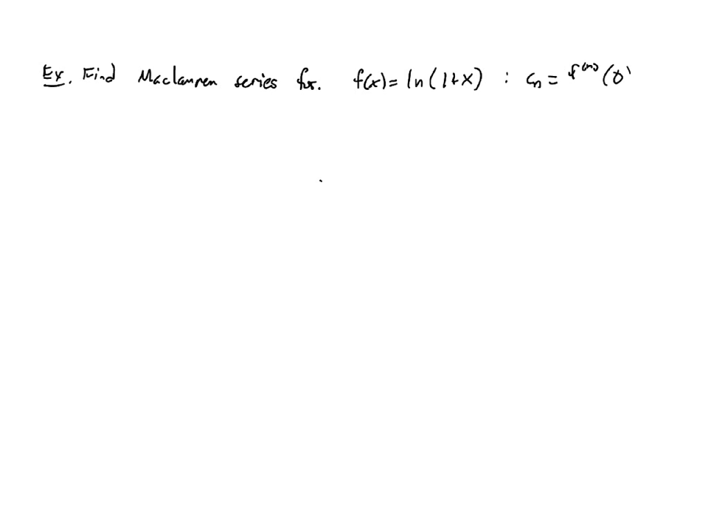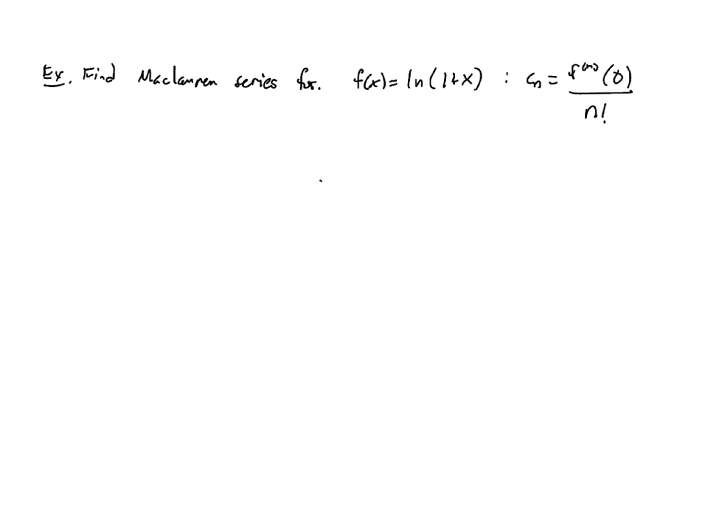So for example, if you are asked to find the Maclaurin series for the function f of x equals ln of 1 plus x, what you have to do is find those coefficients that we had before. So we're looking for c_n, which is the nth derivative of this function evaluated at 0 divided by n factorial. And we'll do that in several steps.